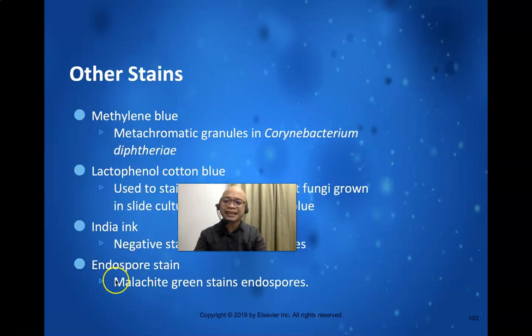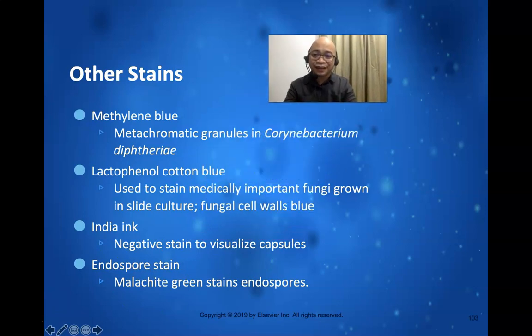Other stains that can be used are the following. Methylene blue can stain the metachromatic granules of Corynebacterium diphtheriae. We call those the Babes-Ernst granules. Then the lactophenol cotton blue is used to stain medically important fungi grown in the Henrici slide culture technique. It will stain the fungal cell wall blue.